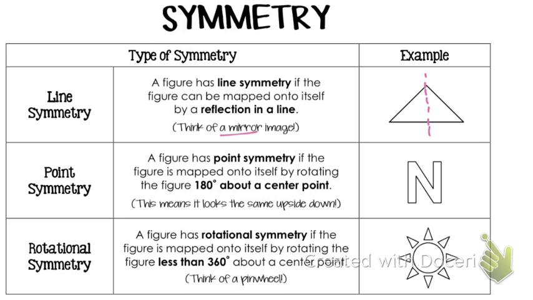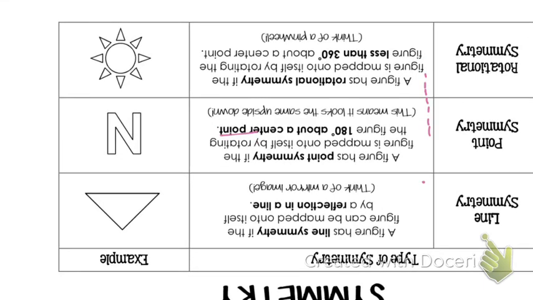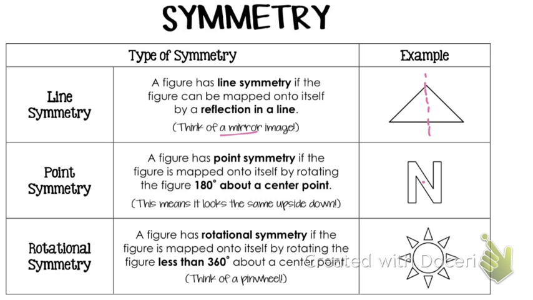Point symmetry. A figure has point symmetry if the figure is mapped onto itself by rotating the figure 180 degrees around a center point. So it looks the same upside down. If you take the center of this N and flip it 180 degrees, we'd get the same thing. If I rotate it 180 degrees, is that still an N? Yeah, it's still an N, so we say it has point symmetry. You can literally just take your paper and flip it 180 degrees, and if it looks the same, it has point symmetry.